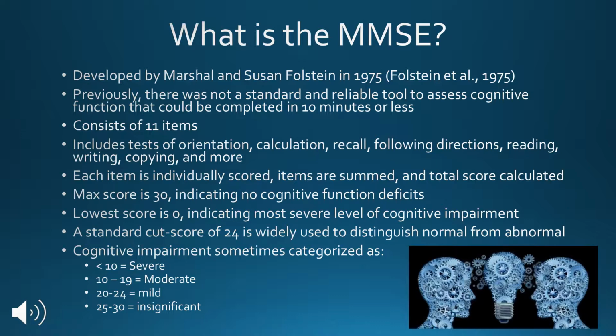Additionally, according to Folstein, categories include severe as being less than 10, 10 to 19 being moderate, 20 to 24 being mild, and 25 to 30 being insignificant or no cognitive impairment.